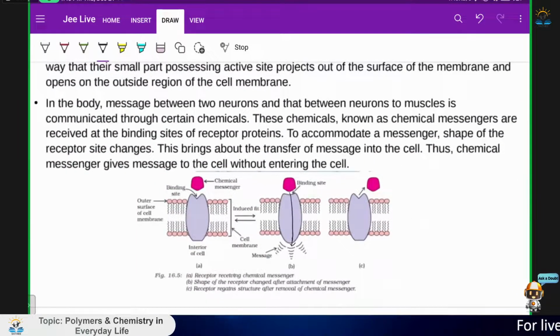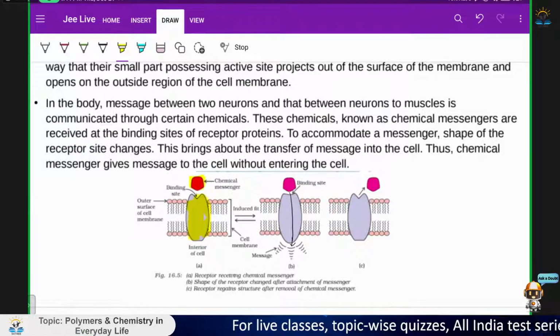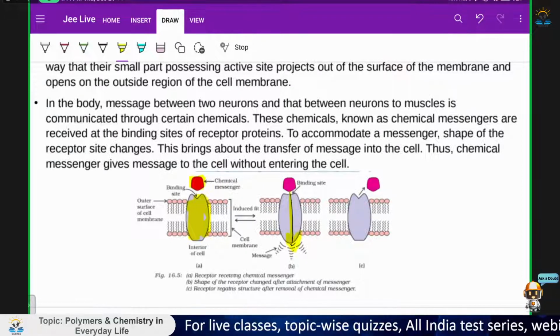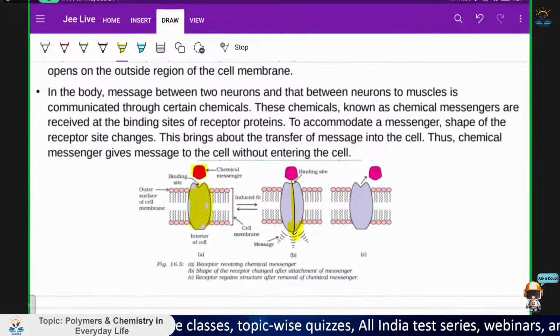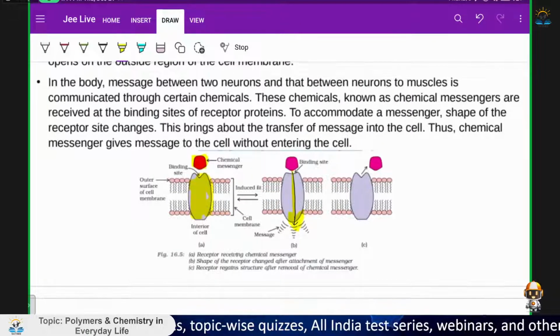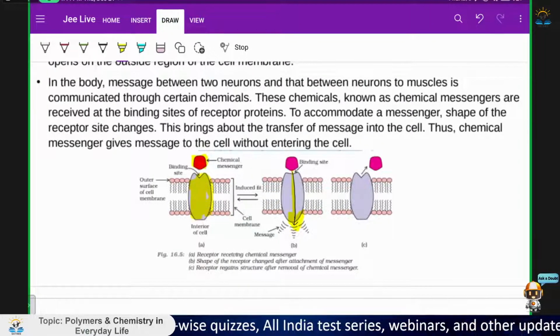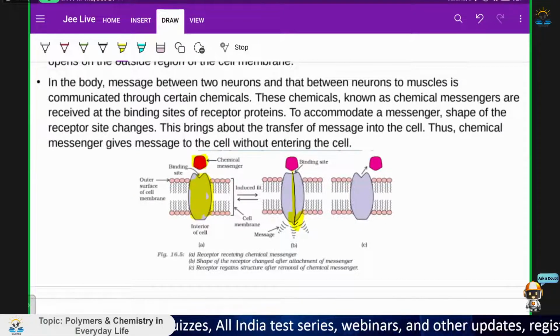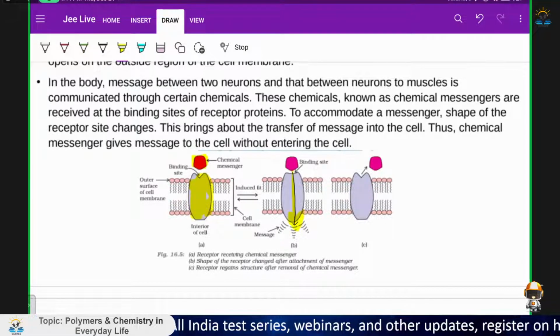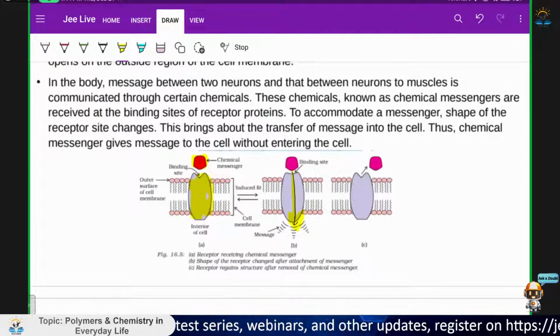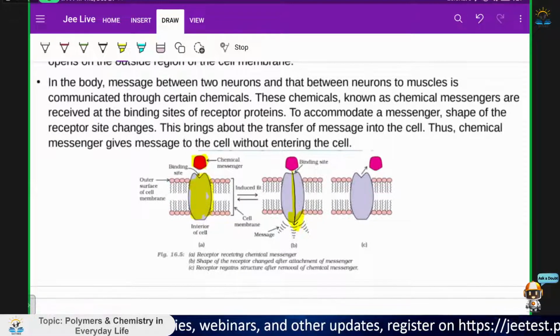In the body, messages between two neurons and between neurons and muscles are communicated through certain chemicals. These chemicals are known as chemical messengers. When a chemical messenger comes and binds with the receptor, a message is transmitted inside the cell. To accommodate a messenger, the shape of the receptor changes. This brings about the transfer of the message into the cell. So how does this message transfer occur? When the chemical messenger binds with the receptor, the receptor's shape changes. That's how a message is generated there.